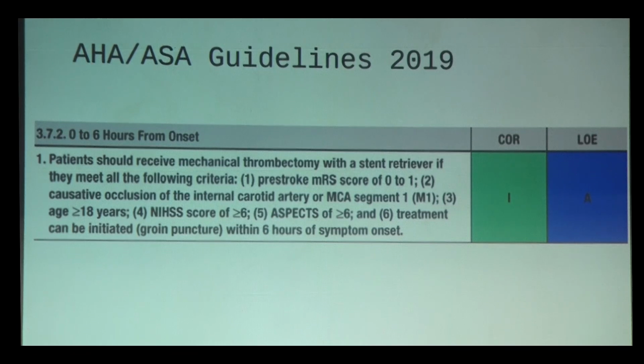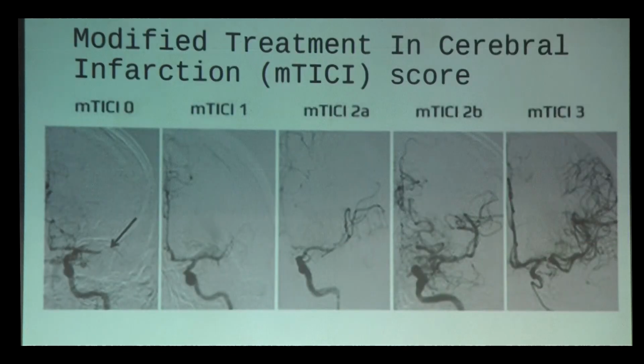After this, the AHA-ASA guideline has been updated in 2019, and patients who present to the emergency with pre-stroke MRS of 0 to 1 and who have either M1 or ICA occlusion or a basilar occlusion and age more than 18 years and NIHSS of more than or equal to 6 or ASPECTS more than or equal to 6 and treatment especially within 6 hours if they present to the emergency department, these patients we should give the choice of endovascular treatment.